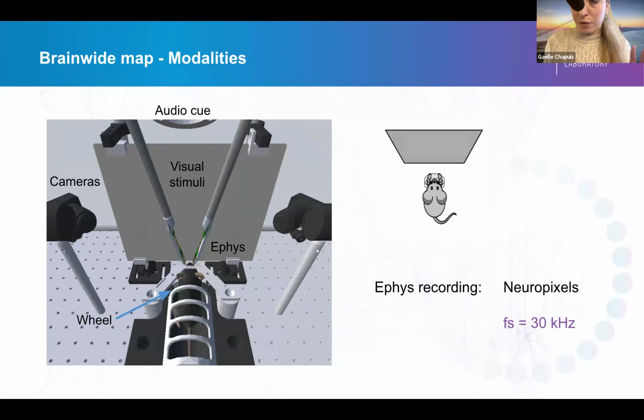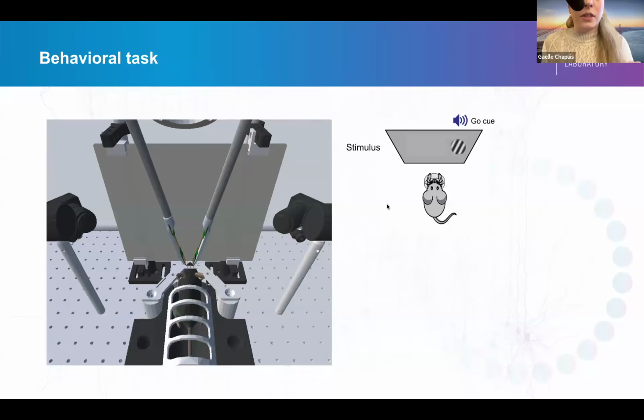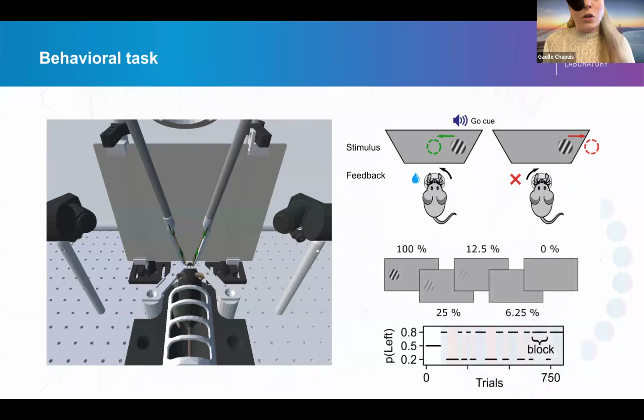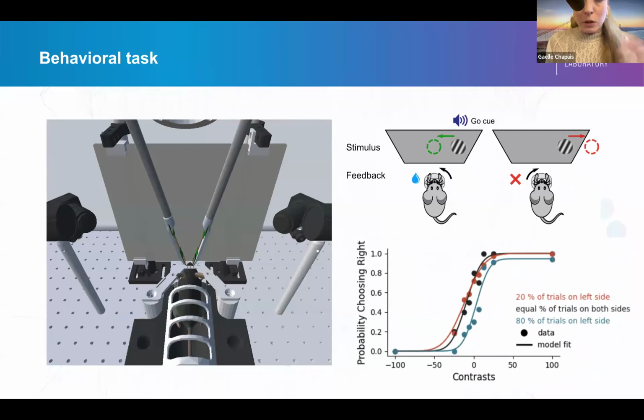The specific task is the following. The mouse is presented with a visual stimulus on one side of the screen, and it has to turn the wheel to move it to the center, in which case it receives a reward, otherwise it's an error. We vary the contrast of the visual stimulus from 100% down to 0, and we also vary the probability of the stimulus being on one side or the other of the screen in blocks of trials. This enables us to build psychometric curves, which are typically shifted if you take one block of trials or the other. This is the standard task of the IBL, and all of the datasets that I'll present today were acquired in expert mice in this task.